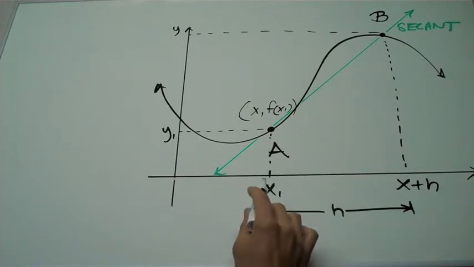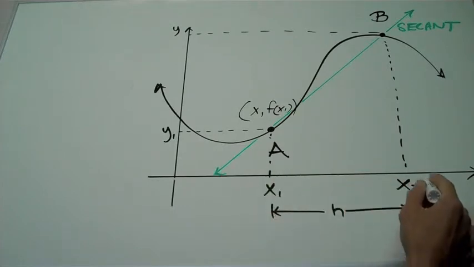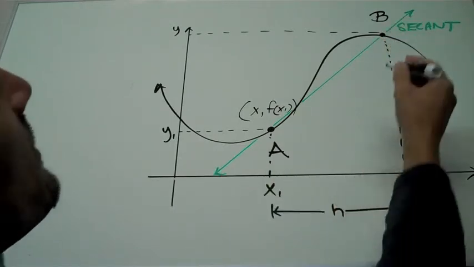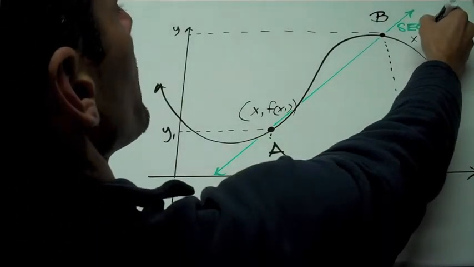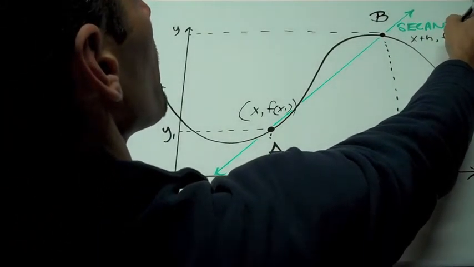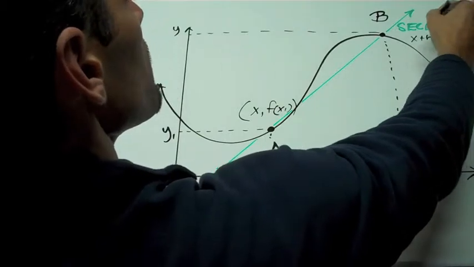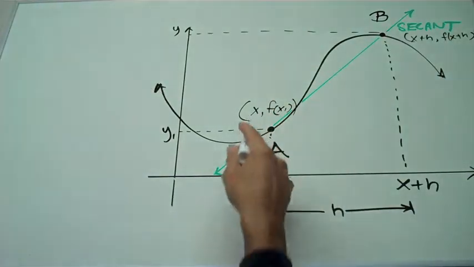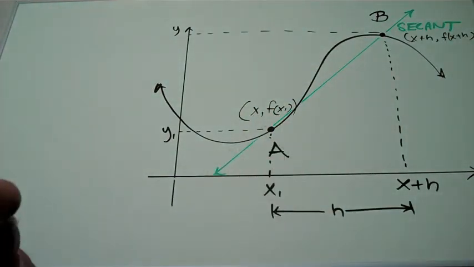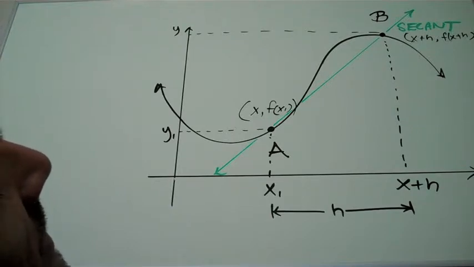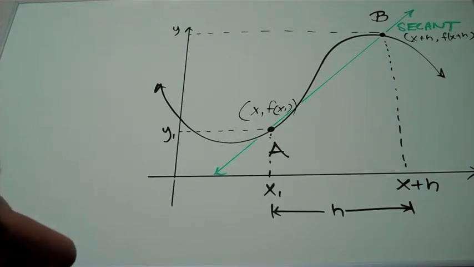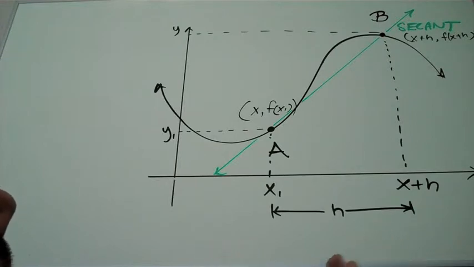And if point B has the x-coordinate of x plus h, then point B has the coordinates of x plus h, comma, f of x plus h. So we have 2 points. Point A is point x, comma, f of x. And point B is x plus h, comma, f of x plus h. Now that's the average rate of change.